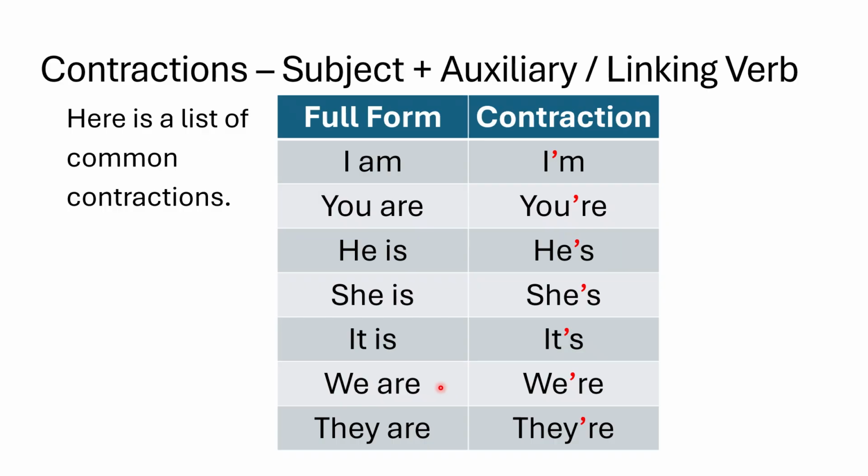We are. We're. Notice the apostrophe replaces the missing letter A. They are. They're. Notice the apostrophe replaces the missing letter A.